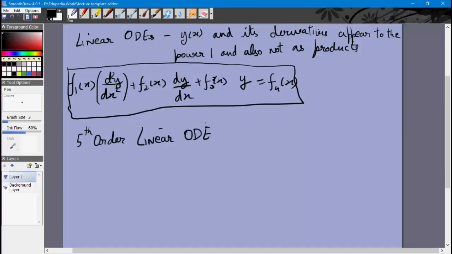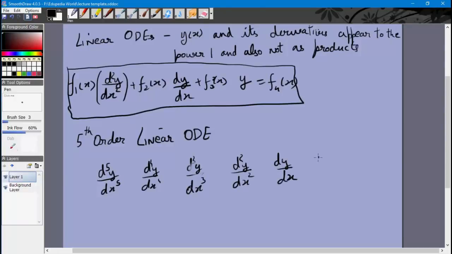So a fifth order linear ODE means you will have the terms d5y by dx to the power 5. You may have d4y by dx to the power 4, d3y by dx to the power 3, d2y by dx squared, dy by dx, and you may have y. Now if this wasn't a linear ODE, you could have any combinations of these.